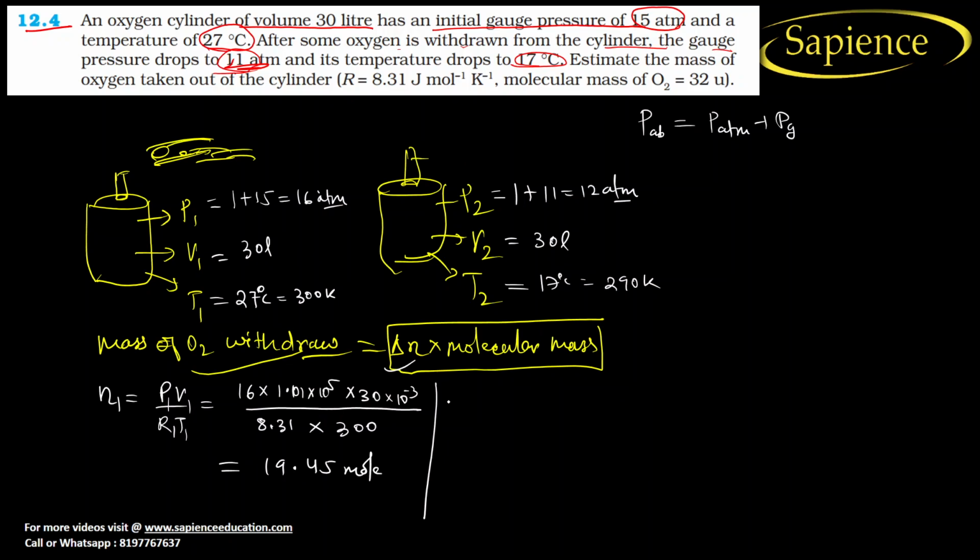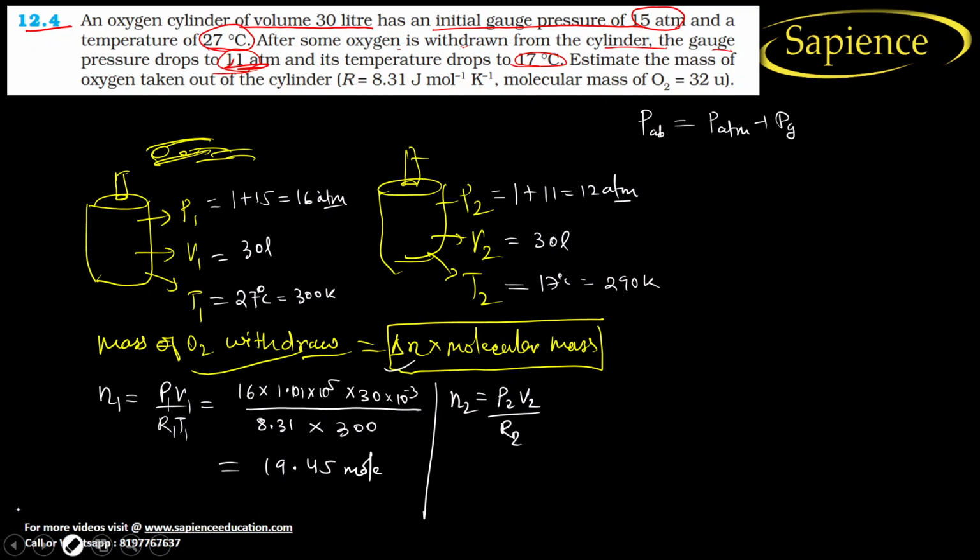Now we want the number of moles at the second condition. At the second condition, the number of moles will be equal to, using the same formula, P2 V2 divided by R into T2.